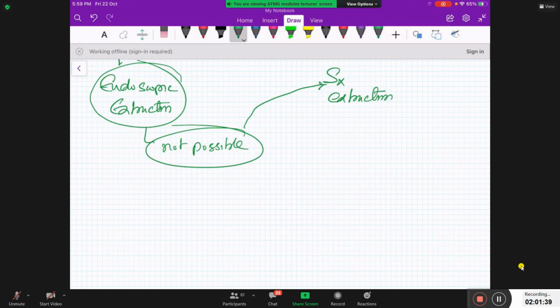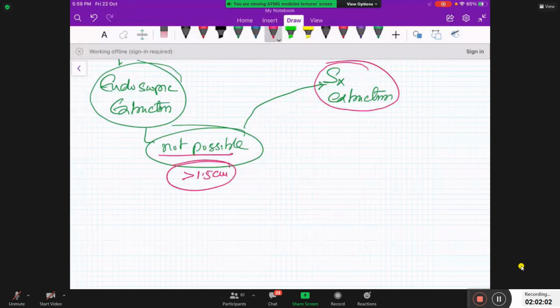And just note, this not possible usually happens when the stone is more than 1.5 centimeter in size. If the stone in CBD is more than 1.5 centimeter in size, usually endoscopic extraction is not possible. So when endoscopic extraction is not possible, we are left with no choice but to do surgical extraction.